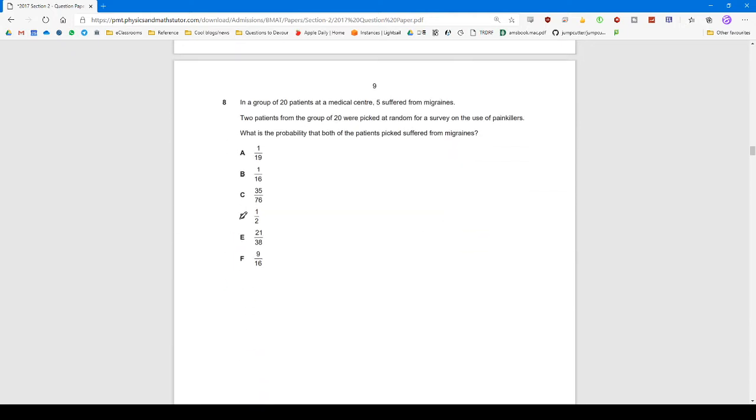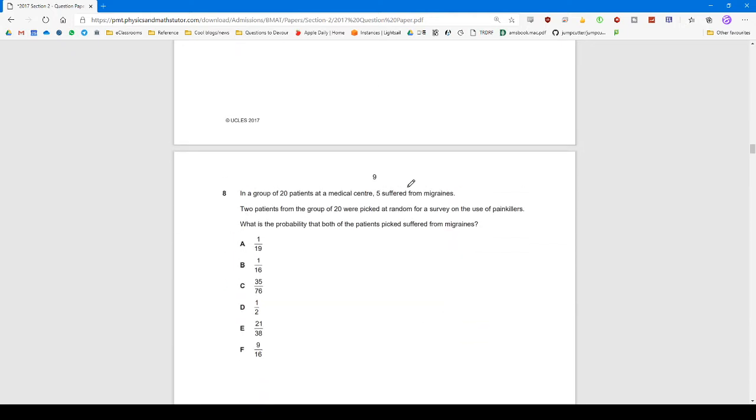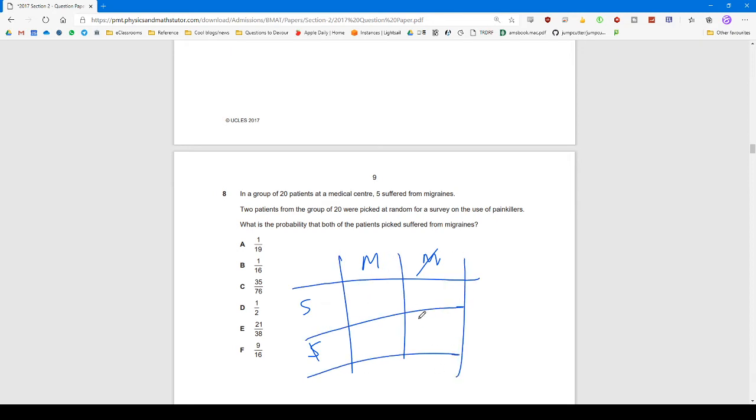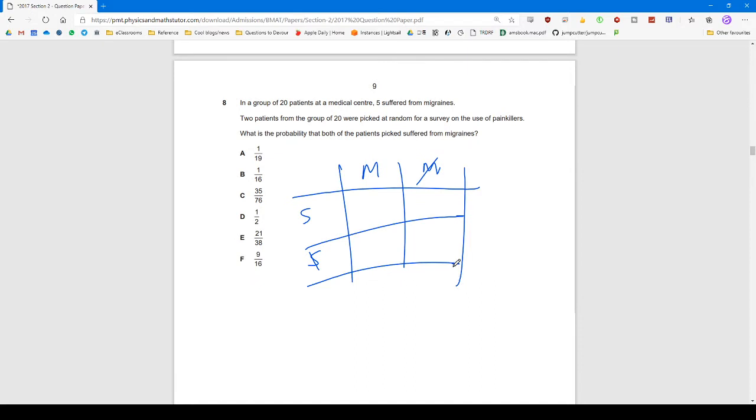Anyway, next. In a group of 20 patients in a medical center, 5 suffer from migraines. 2 patients from the group of 20 were picked at random for the survey on the use of painkillers. What is the probability that both the patients picked suffer from migraines? Okay, so if you have migraines, no migraines, survey, no survey, and you draw this thing called a contingency table, just quickly, and then this is your total 20. 5 suffer from migraines, 15 without migraines.